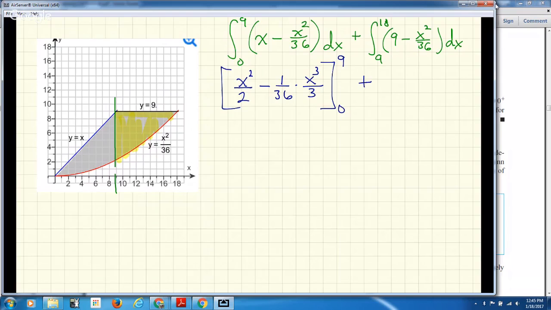And then we have that other integral over here. And so that one, I need an antiderivative for 9, which should just be 9x. And then we already have the antiderivative for x squared over 36. So then I'll have a minus x cubed over 36 times 3. And that chunk gets evaluated from 9 to 18.